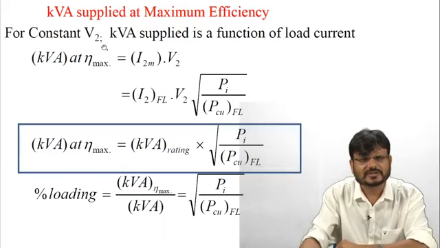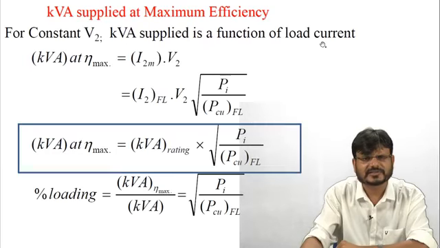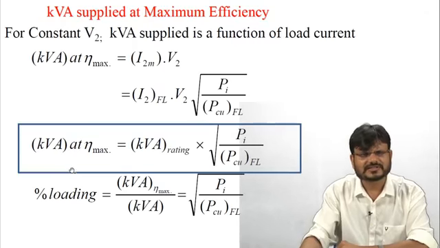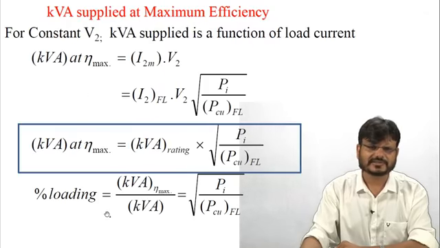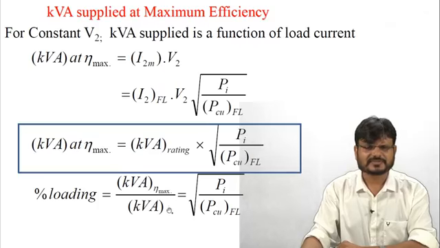For the constant voltage V2, the kVA supplied is a function of load current. So the kVA at maximum efficiency is equal to I2M multiplied by V2. And what is the value of this I2M? The value of I2M is I2 full load multiplied by under root Pi upon PCU FL. So the kVA at maximum efficiency is equal to the rated kVA multiplied by under root iron losses divided by the copper losses at full load. Similarly, you can find out the percentage loading, that is the kVA at maximum efficiency upon the rated kVA.